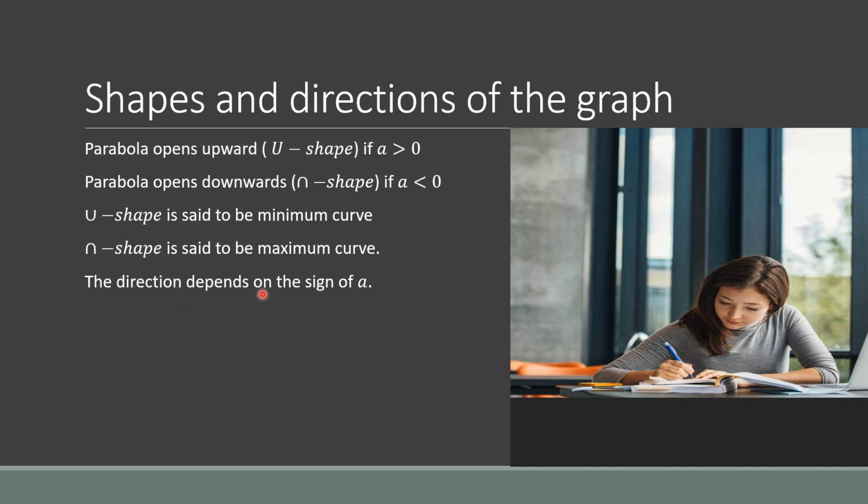The direction depends on the sign of a. So per the example that we just saw from the two graphs, the direction of the graph depended on the sign of a, which means that when the sign is positive, the graph faces the positive y-axis, and when the sign is negative, the graph faces the negative y-axis.